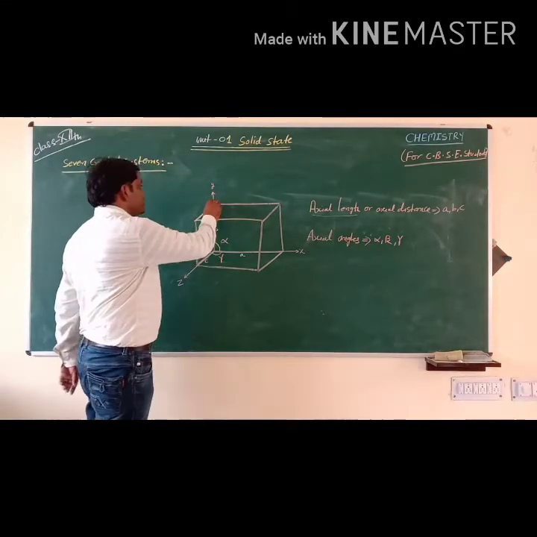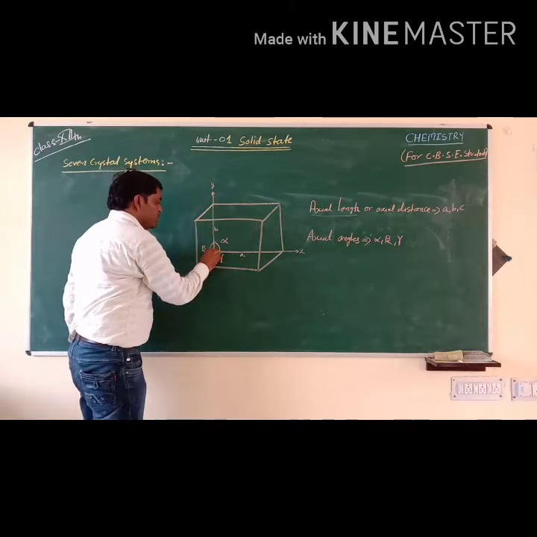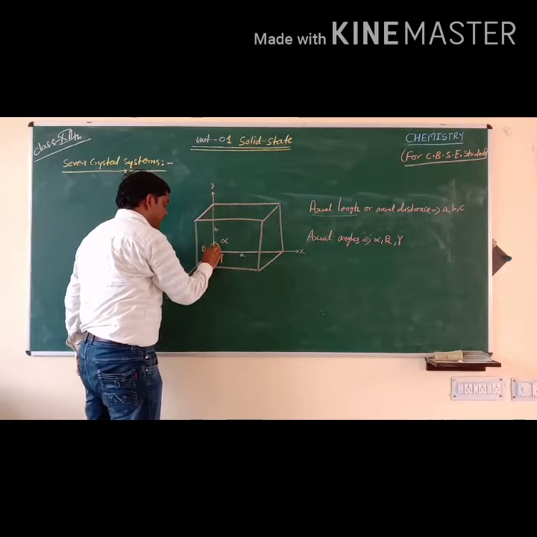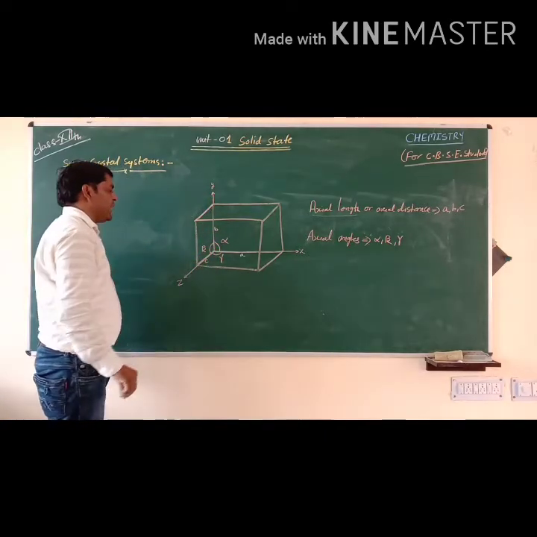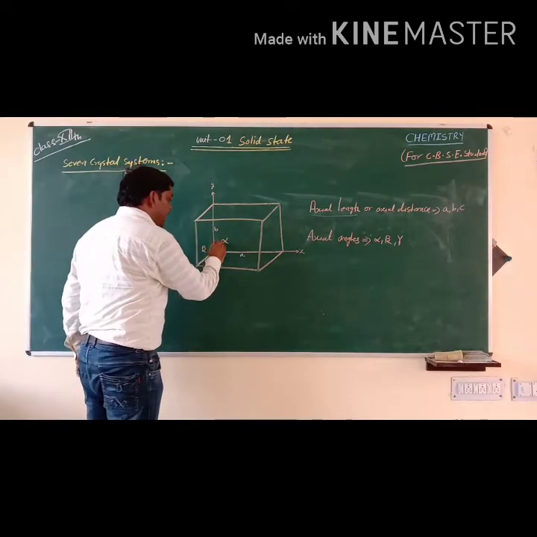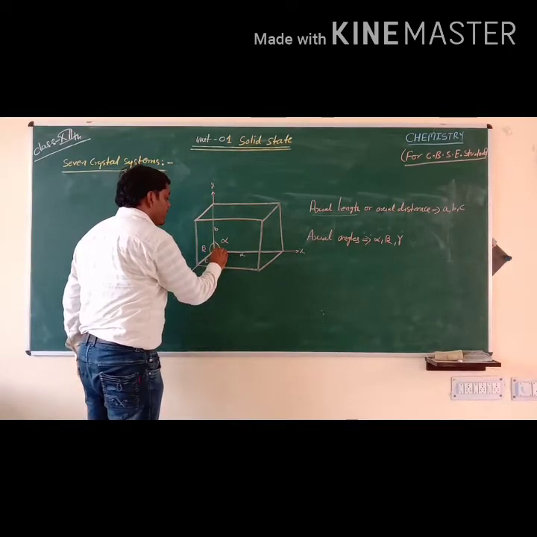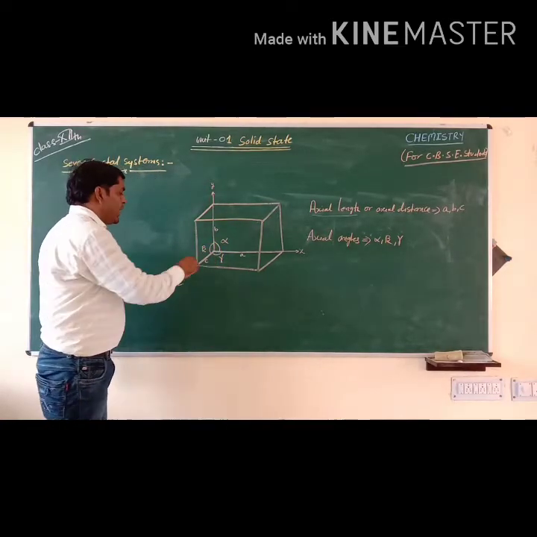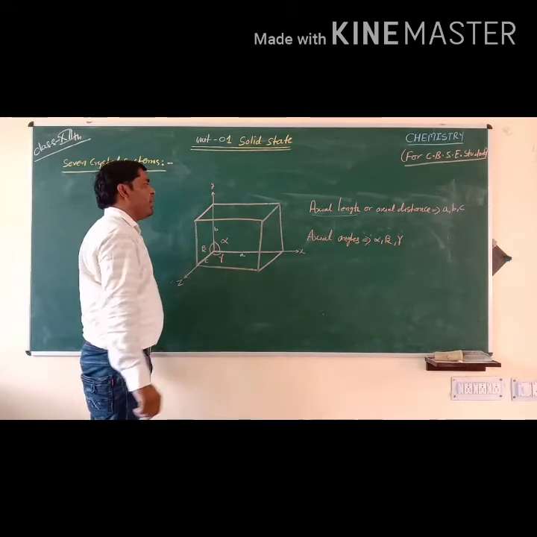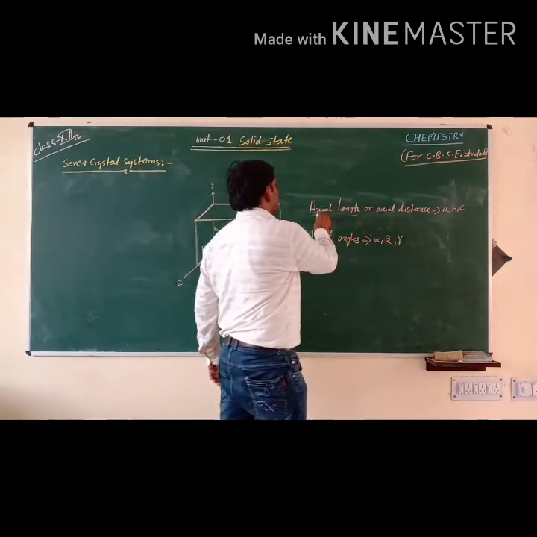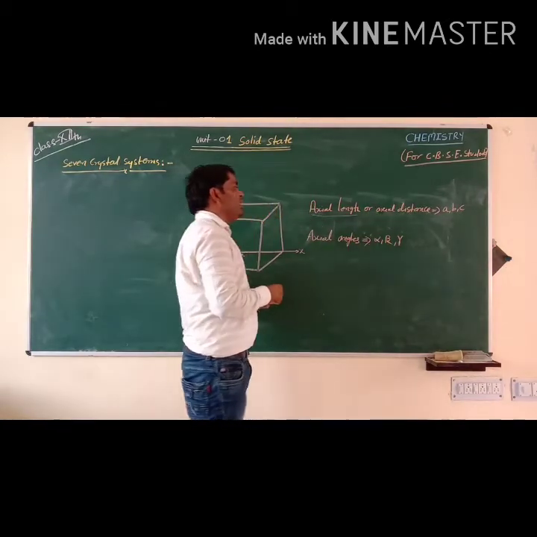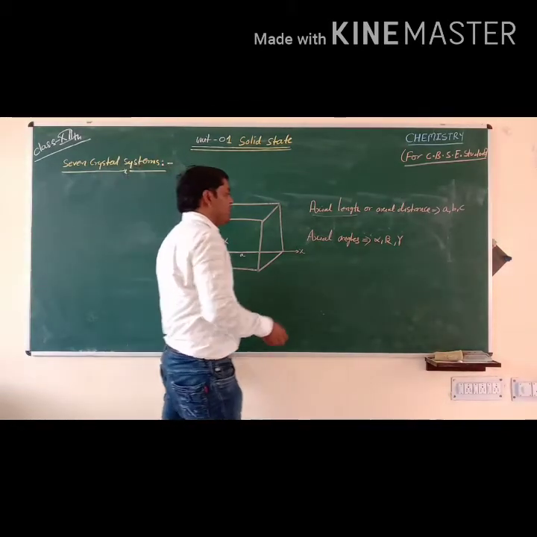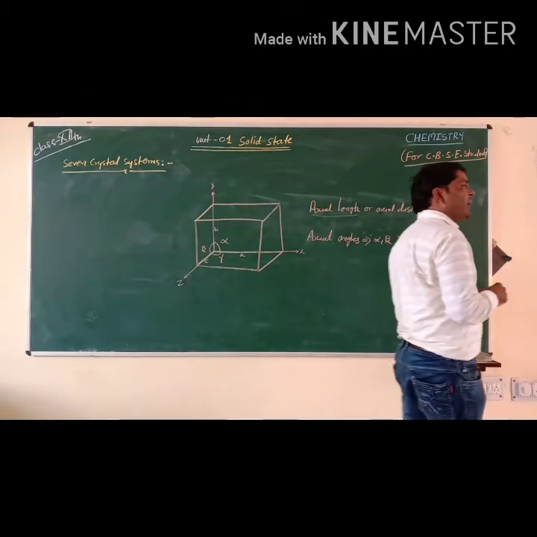See here, in this unit cell, this is A axial length, this is B axial length, this is C axial length. Between A and B is the alpha bond angle, between B and C is the beta bond angle, and between C and A is the gamma bond angle. We can say the total axial lengths or axial distances in this unit cell are A, B and C, and the bond angles are alpha, beta and gamma.